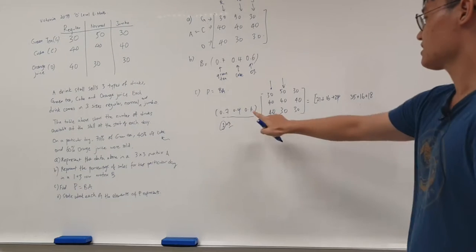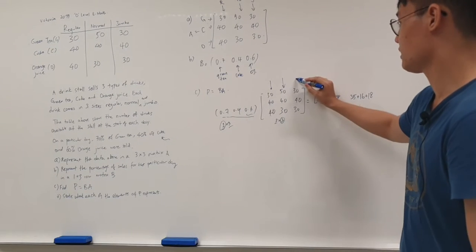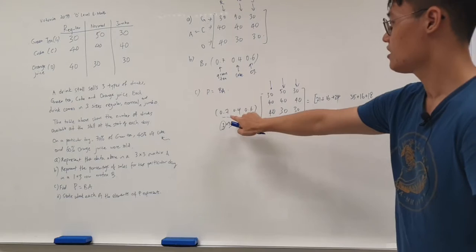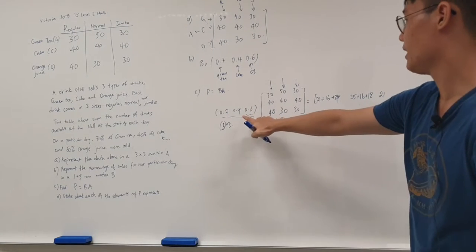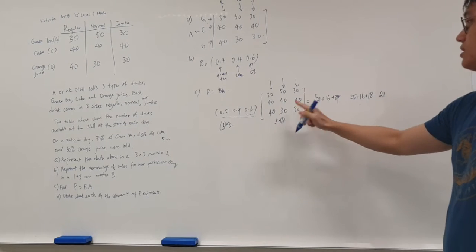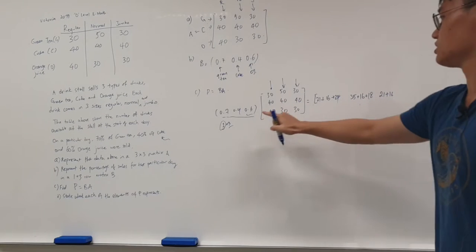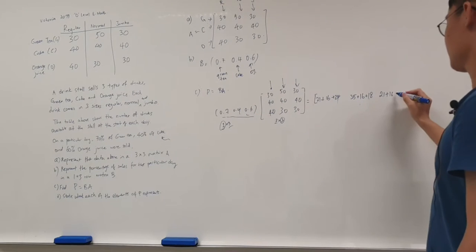Okay? And the last thing we have to multiply is this column over here. 0.7 times 30 is 21. And 0.4 times 40 is 16. 0.6 times 30 is 18.